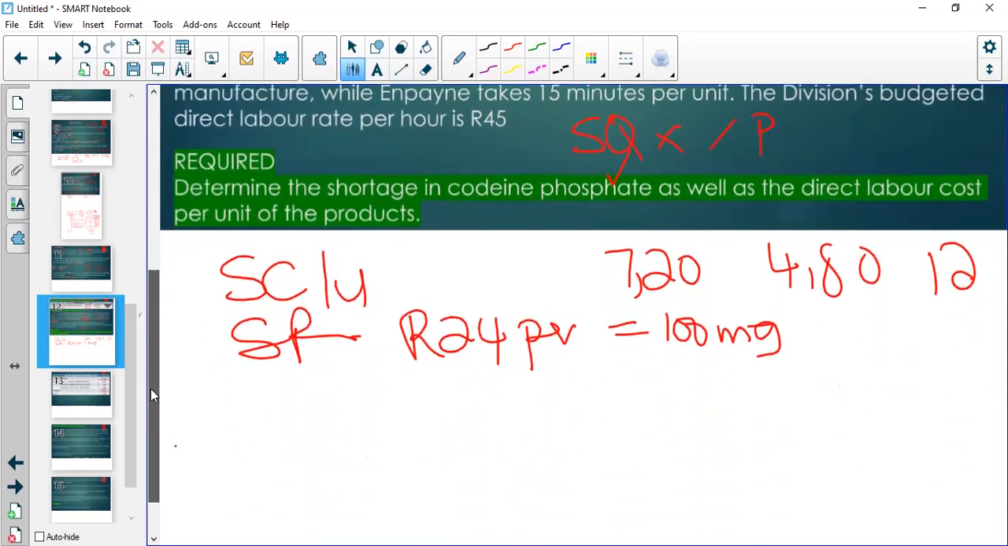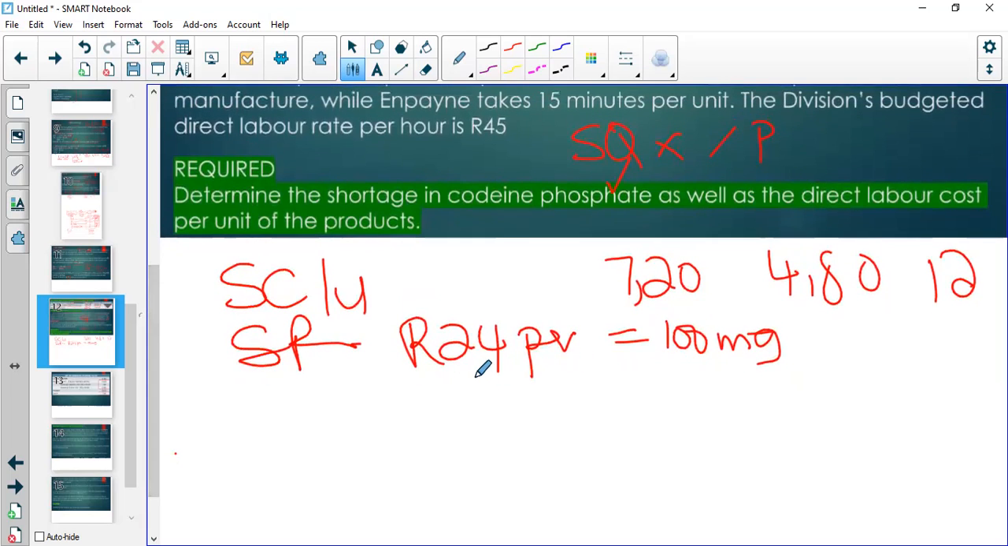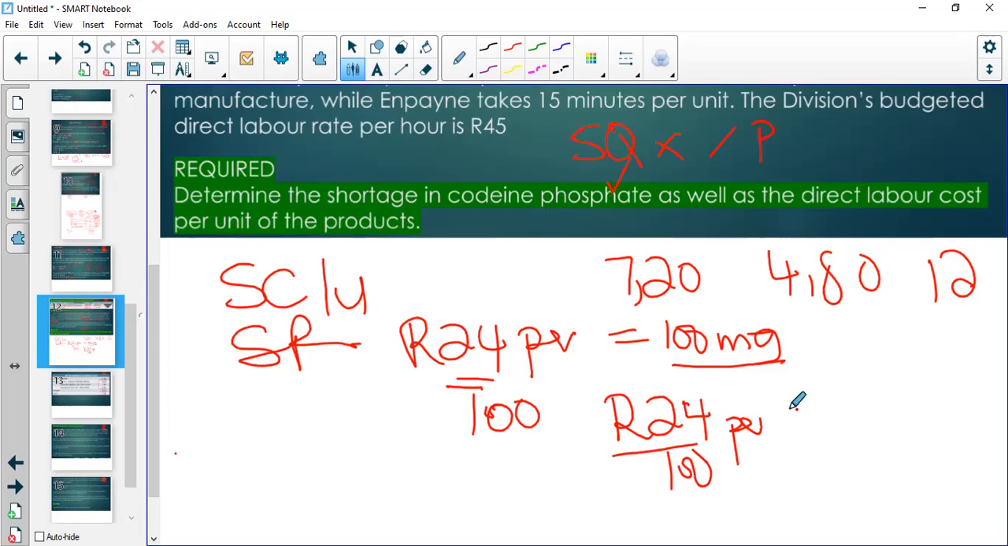So what I'm going to do as a student, if I don't know, is I know that this is 24 Rand per 100. So in other words, if I want per milligram, I'm going to divide by 100 here. So if I divide by 100, then I have 24 over 100, because now I've changed the price from 24 Rand per 100 milligrams. I want to know what's the cost of 1 milligram. All right, so this is what happened last year, and some students went through this.